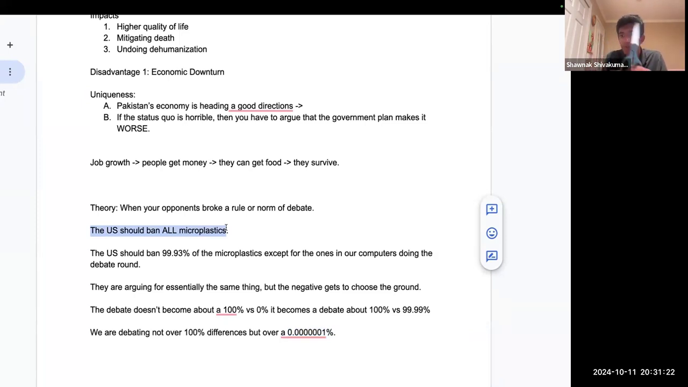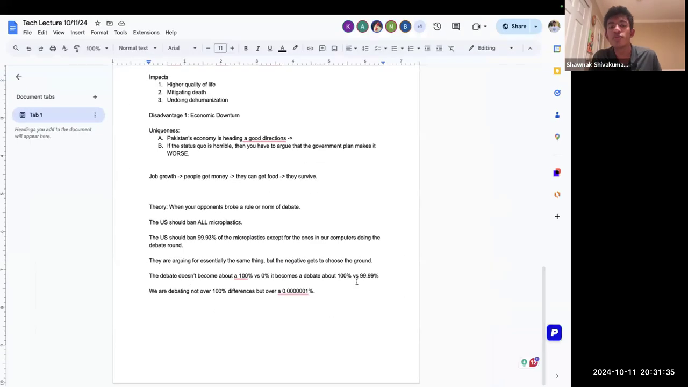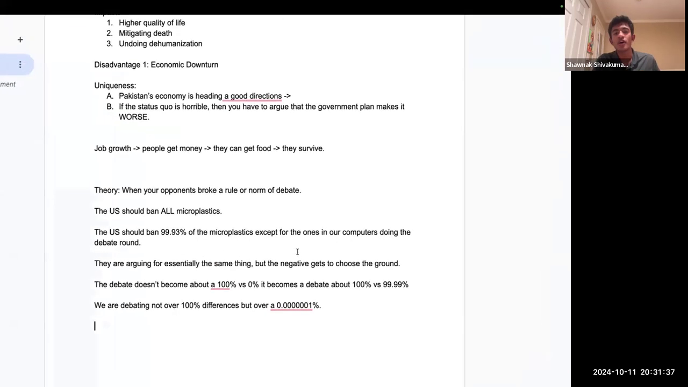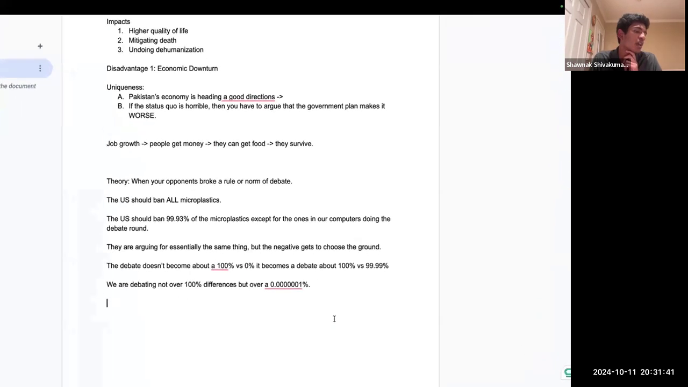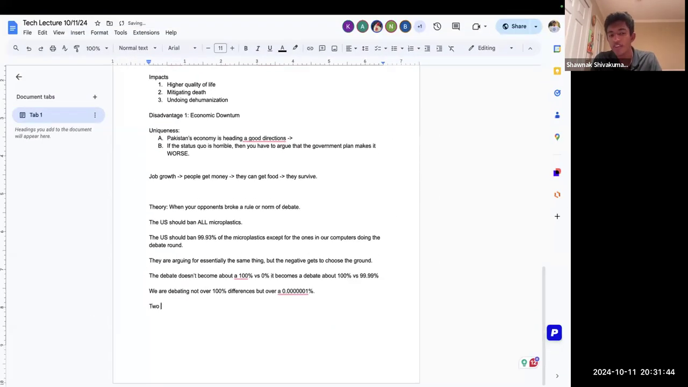But instead, we're talking about whether we should ban a scissor or not. That's not what the topic writers wanted us to discuss. They wanted us to discuss whether banning microplastics was a good idea or a bad idea. So in this case, you would run theory. And now it's going to get very technical. There are effectively two ways of running theory.